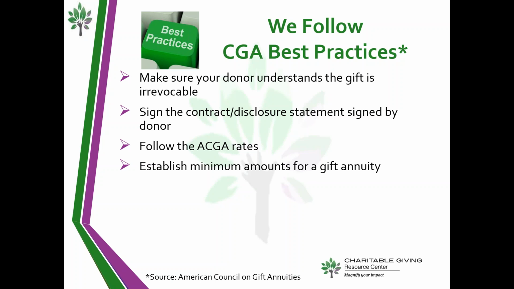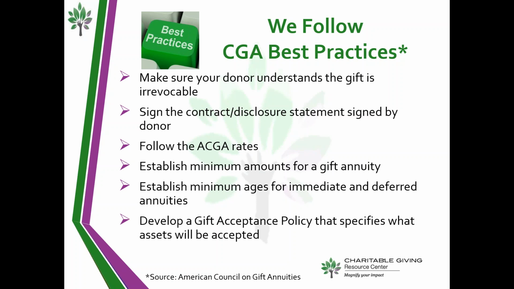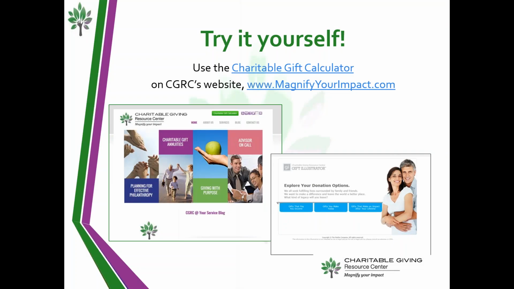We've got these established minimum amounts for a gift annuity, and I know there's some charities that are still issuing $5,000 and $10,000 gift annuities. We've run the numbers, and it's very, very difficult to come out with your administration cost on that small of a contract. So our minimum is $20,000. And minimum age for an immediate annuity is 55. And we developed a gift acceptance policy that specifies what assets will be accepted. So these are the common best practices by the American Council on Gift Annuities, and we follow those to the letter.